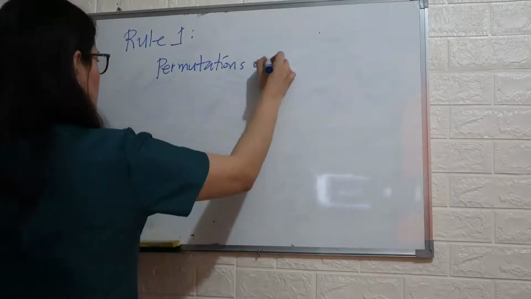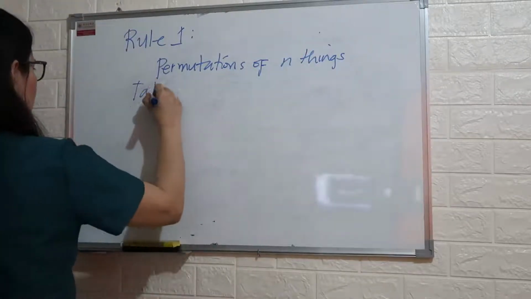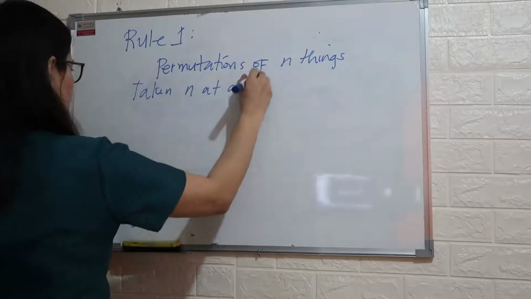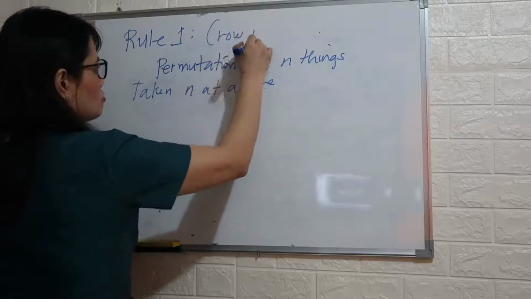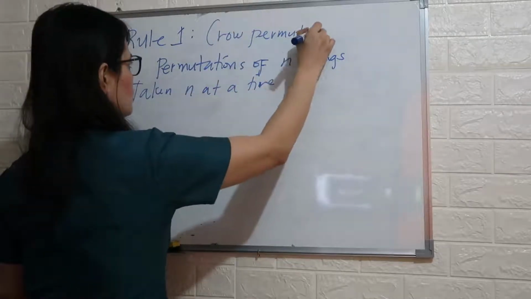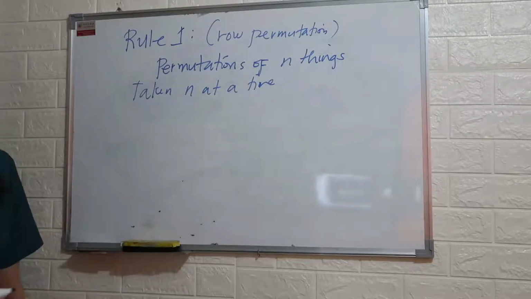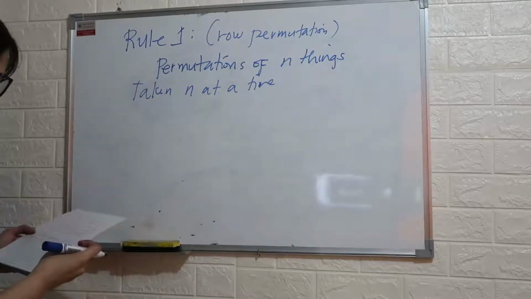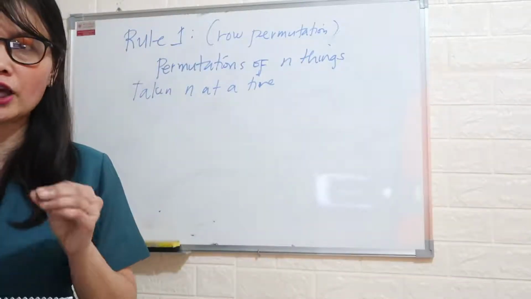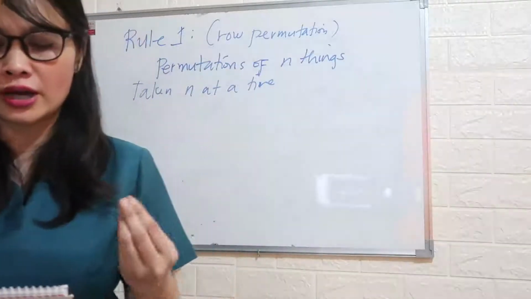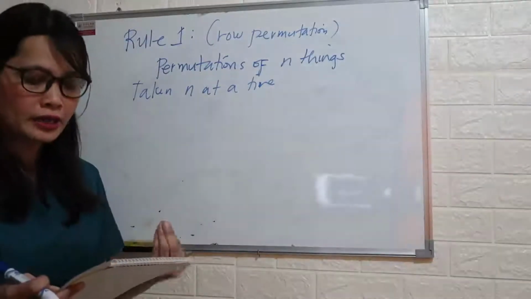Permutation of n things taken n at a time. Or we call it row permutation. That's the first rule. So for example, the number of permutations of n distinct objects is n factorial. The factorial notation simplifies the counting task of finding the number of possible arrangements of n distinct objects.